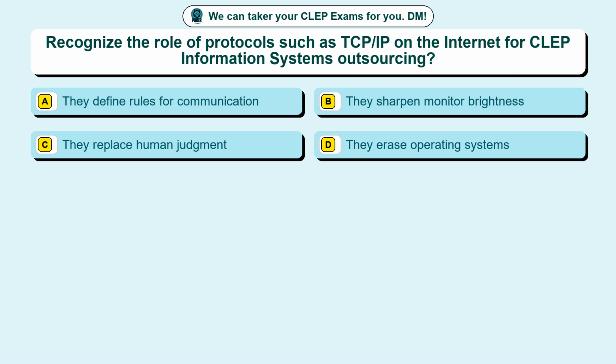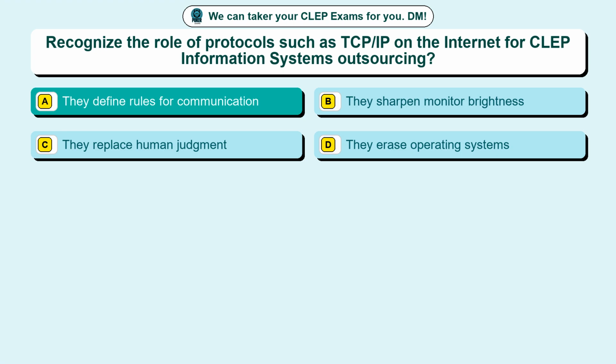Question 29. Recognize the role of protocols such as TCP/IP on the Internet for CLEP Information Systems Outsourcing. Option A. They define rules for communication. Option B. They sharpen monitor brightness. Option C. They replace human judgment. Option D. They erase operating systems. The correct answer is option A.